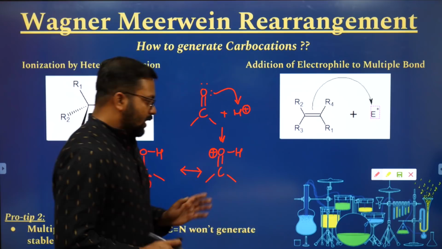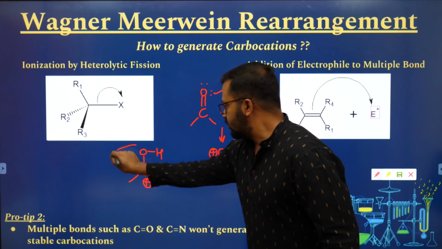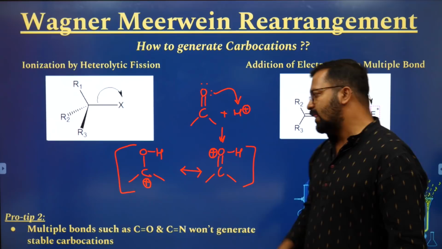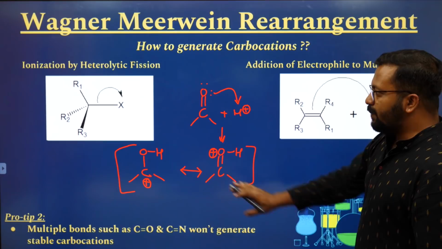Now, which is the more stable resonating structure? The more stable resonating structure will be this one, because there are more bonds and more atoms having a complete octet. So this structure is less stable. The same goes for carbon with nitrogen. So this is a pro tip. Okay, so keeping this in mind, let's move on to what happens next.